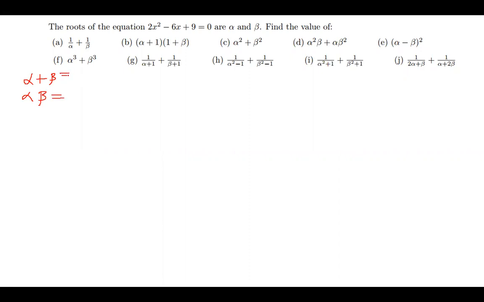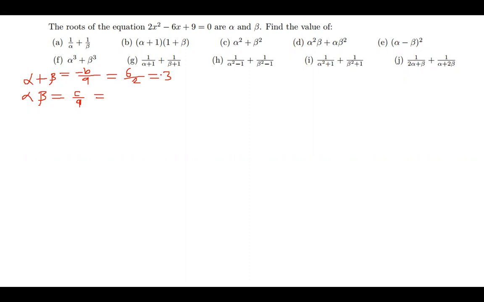So alpha plus beta is given by negative b over a, and alpha times beta is given by c over a. So here it's just a matter of finding the actual values now. Negative b over a from this equation is just going to be 6 over 2, which gives you 3.